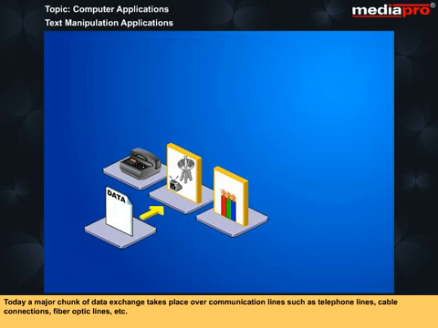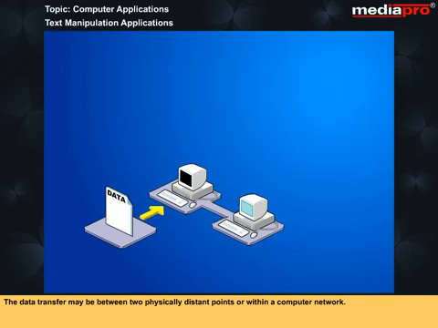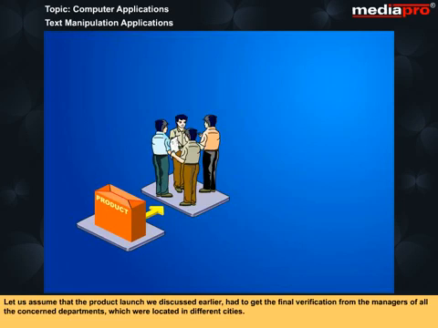Today, a major chunk of data exchange takes place over communication lines such as telephone lines, cable connections, fiber optic lines, etc. The data transfer may be between two physically distant points or within a computer network. Let us assume that the product launch we discussed earlier had to get the final verification from the managers of all the concerned departments, which were located in different cities.